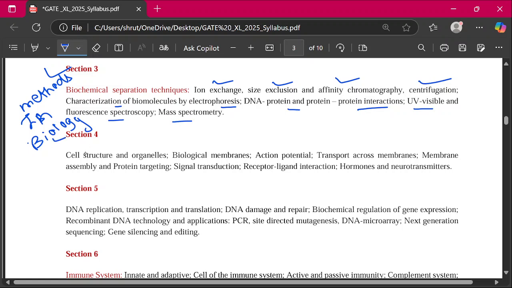Moving to section 4, which involves cell biology, in which we have to study the cell structure and organelles, biological membranes, action potential, transport across membrane, membrane assembly and protein targeting, signal transduction, receptor-ligand interaction, hormones and neurotransmitters.